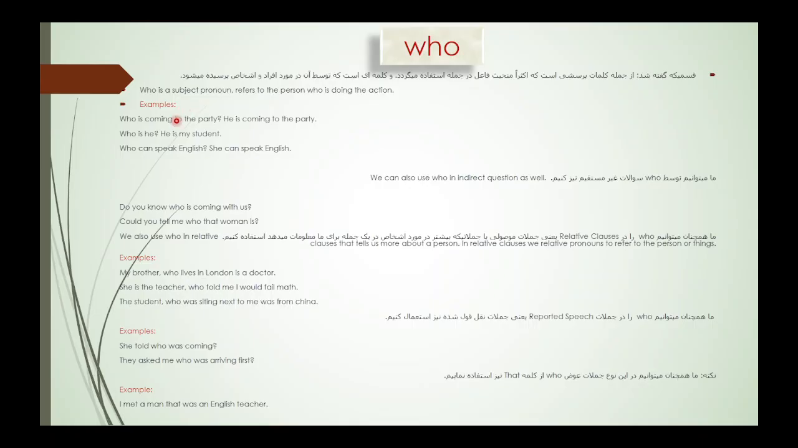So, who is coming to the party? He is coming to the party. See, who is coming to the party? He is coming to the party. The question is asking about the one who is coming to the party, right? So the answer is he is coming to the party. So see, he comes at the beginning of the sentence and it is the subject of the sentence, right?